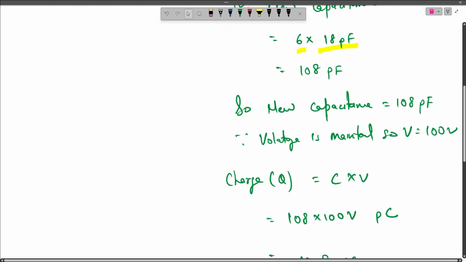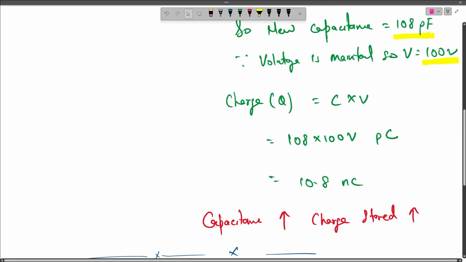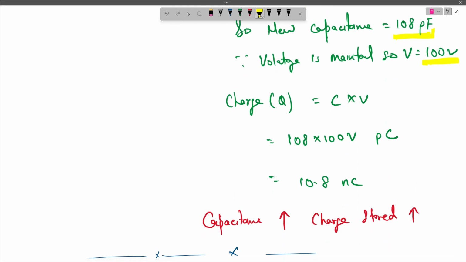Now since the voltage is maintained at 100 volt, it will not change. The capacitance has changed to 108 picofarad. So the charge accumulated will also change because C has changed and V has remained constant, and charge is given by C times V. So the new charge contained would be equal to 10.8 nanocoulomb. So we see here that while the potential difference was maintained, the capacitance has increased and also the charge storage has increased because there is a source available for charge.